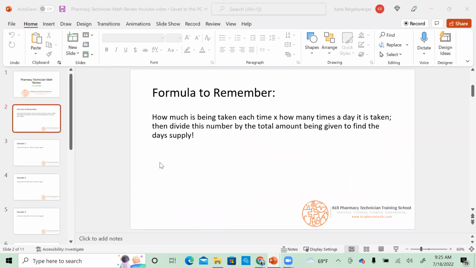For days supply, you want to remember a formula. It's a basic formula, guys, so don't let it stress you out. With days supply, we need to take how much is being taken each time, times how many times a day it is taken. Then we divide that number by the total amount being given to find the days supply. Very, very simple. I'm going to show you.